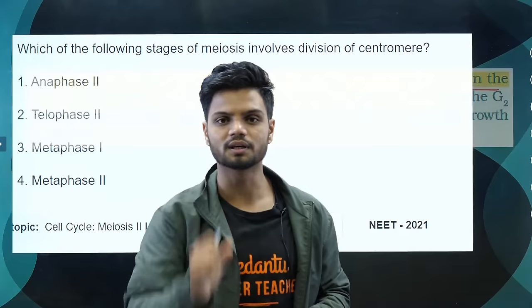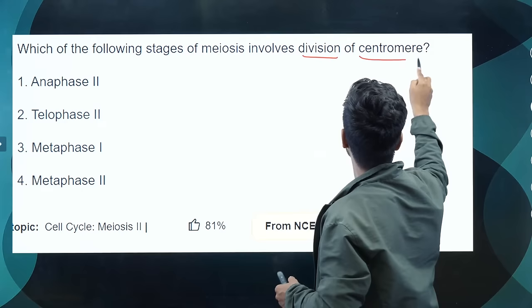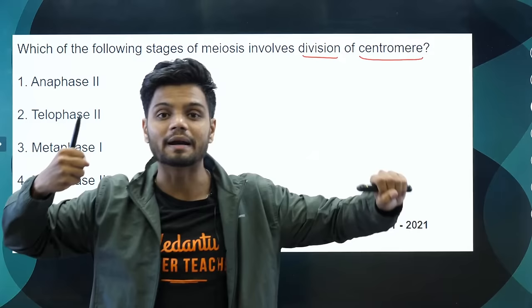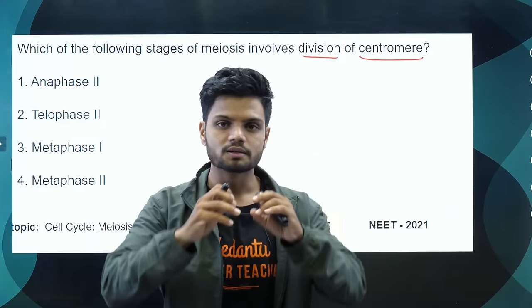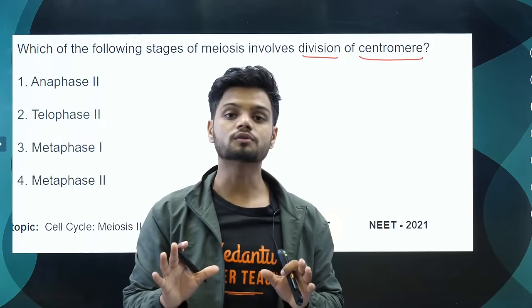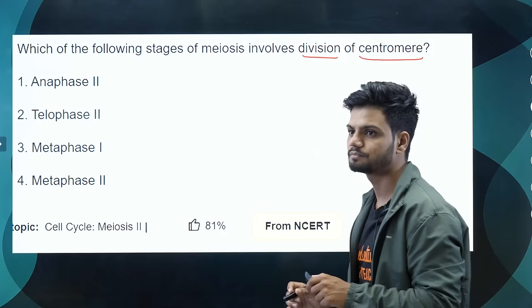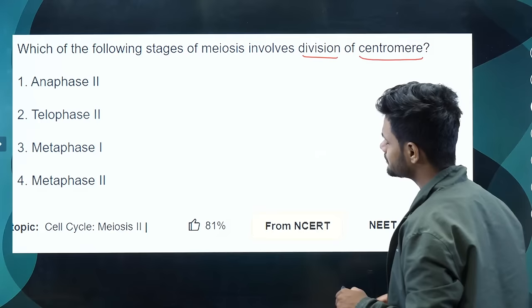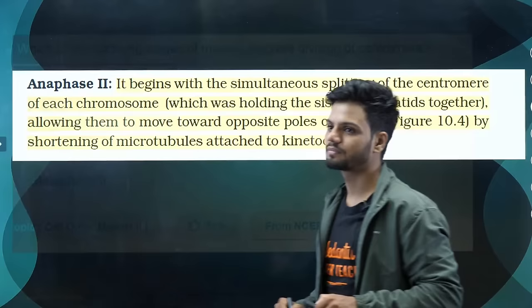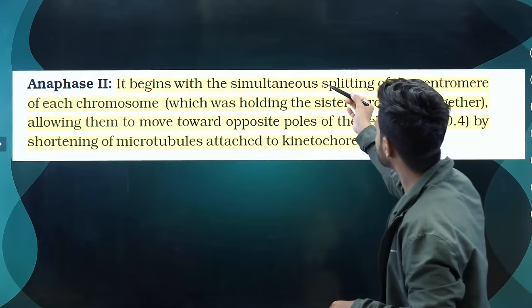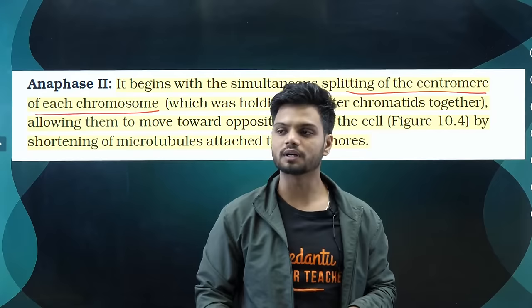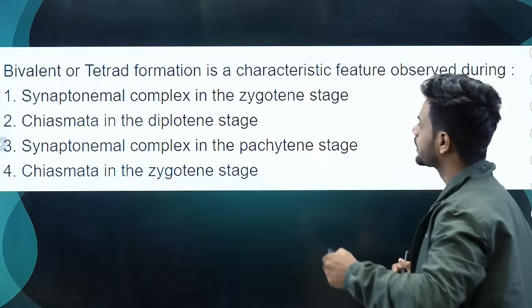Now, which of the following stages of meiosis involves division of centromere? When is the centromere separating out? Now, one clue is, in this stage, separation of homologous chromosomes happens. Separation of your chromatids takes place. C for Chennai. Now, here you tell me. A for Andhra Pradesh now. Yes, it is your anaphase 2. In your anaphase 2, it begins with splitting of the centromere of each chromosome. Centromeres have to split up. Clear? Next question.